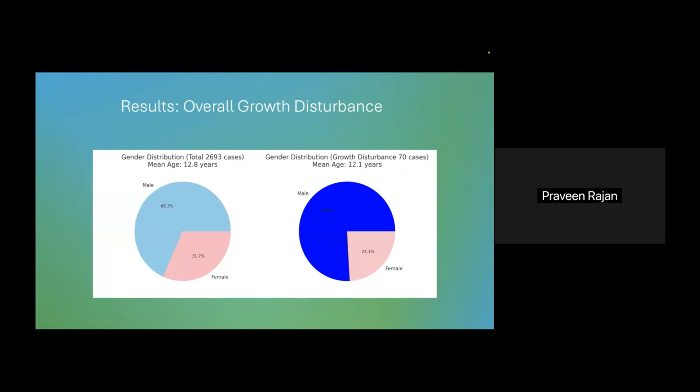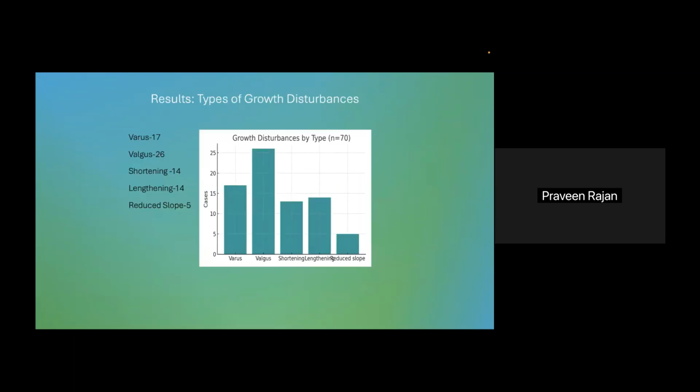Overall, we had 2,693 cases with a mean age of 12.8 years. 68% of them were male and 31% were female. We had 70 patients with growth disturbances, and the mean age of kids with growth disturbances was 12.1 years. Again, male was around 75%. Coming to the types of growth disturbances, valgus was mostly seen, with 26 cases out of 70, followed by varus, and limb length discrepancies like shortening and lengthening were next.